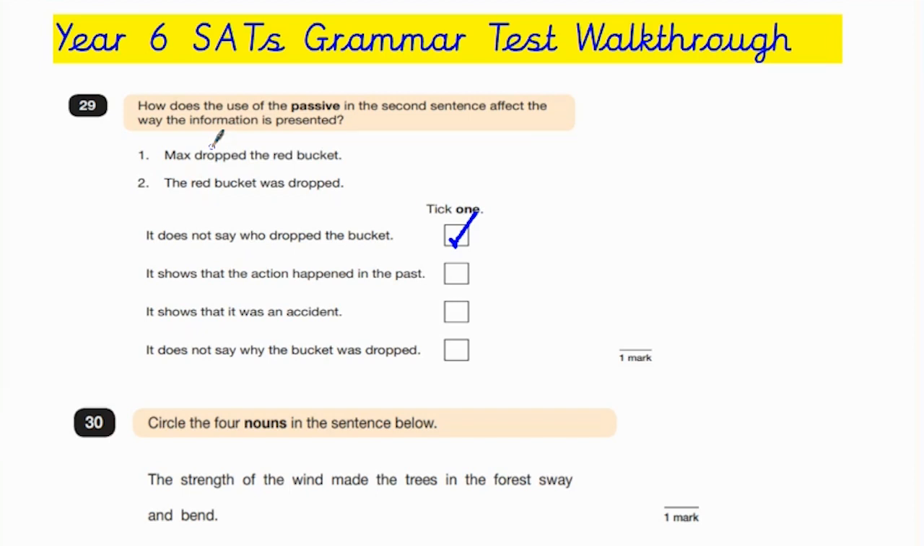Number 30. Circle the 4 nouns in the sentence below. So with questions like this, they will always throw in a few abstract nouns that children will have to identify. So they should have circled strength. They should circle wind, they should circle trees, and they should circle forest.